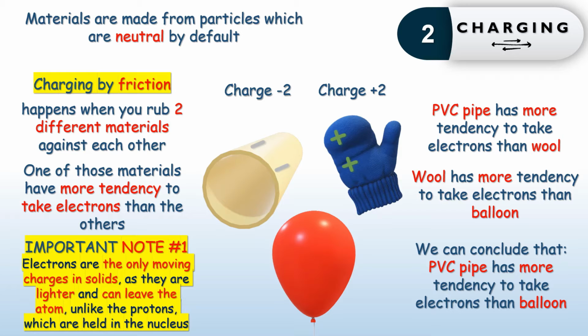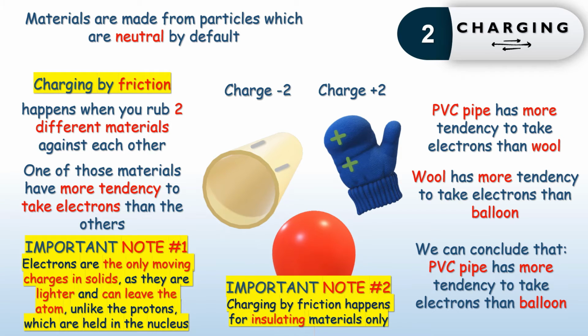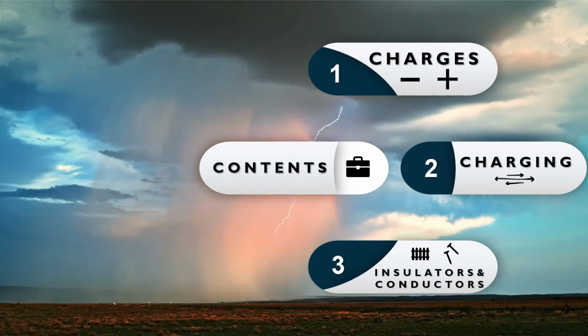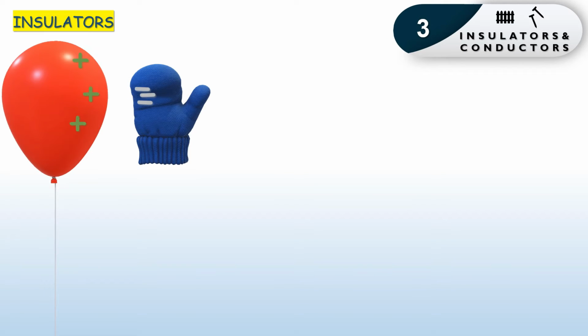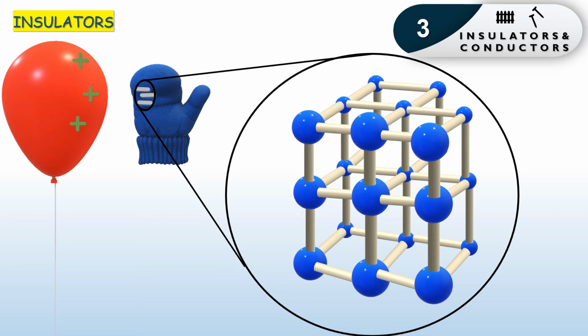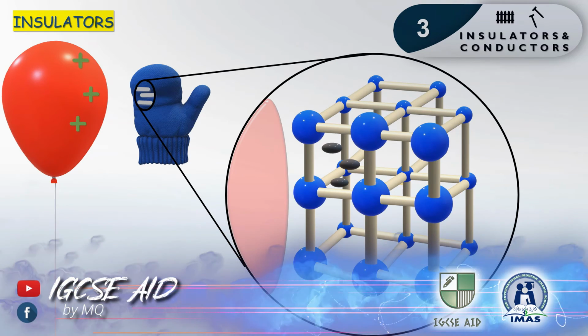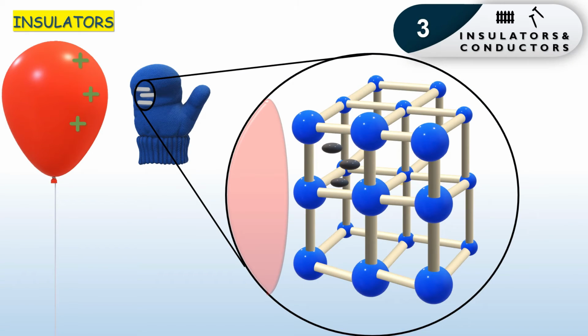Another important note is that charging by friction only happens for insulating materials. So let's see what that means in the coming section of insulators and conductors. Insulators are made up from materials that are held together by covalent bonds, strong bonds. So for example, the woolen glove and the balloon, even though the friction forced some of the electrons to transfer from the balloon to the glove, as the electrons reach the glove, they can't really transfer within the glove. The bonds within the atoms prevent any further transfer of electrons.